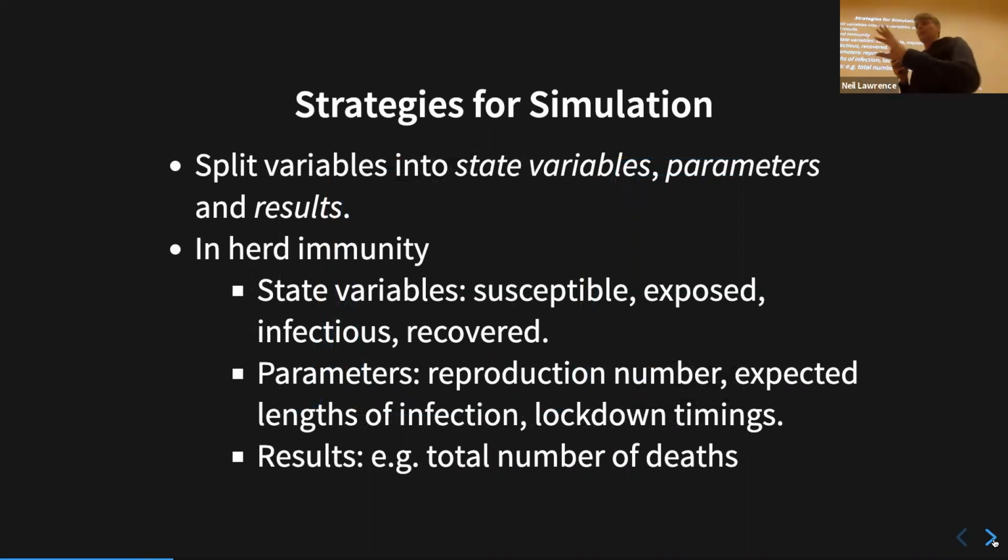When we think about those simulations, what we typically find is that we'll split the variables that we're interested in into groups. The way I see it, and maybe other people use different terminology, you've got state variables, parameters, and results. So in that herd immunity simulation, you have state variables which represent those who are susceptible to infection, that's the S that you'll see in there, those that have been exposed, those that are infectious, and those that have recovered. Those are the state variables, and they're changing over time. So the state variables very often are things that are moving up and down with time.